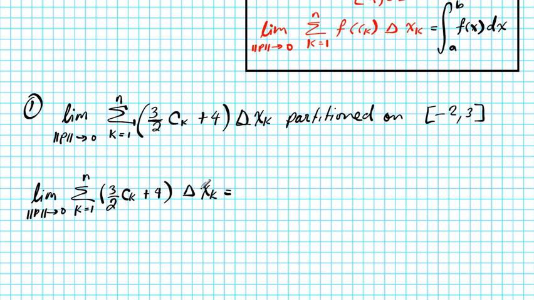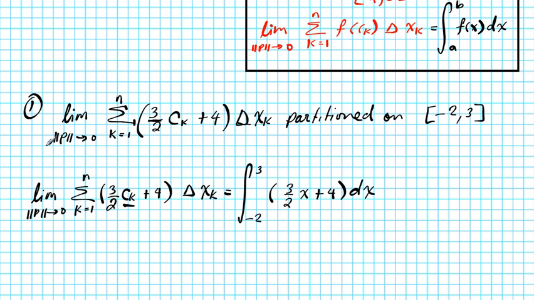This is going to be the definite integral where the lower bound is the left end of your interval, which is negative 2, and the upper bound is the right end, 3. You see the c sub k here? You're just going to replace it with x. So we have 3 over 2 x plus 4, and your delta x of k becomes dx. So this definite integral is basically calculating the area under the curve 3 over 2 x plus 4 from negative 2 to 3.